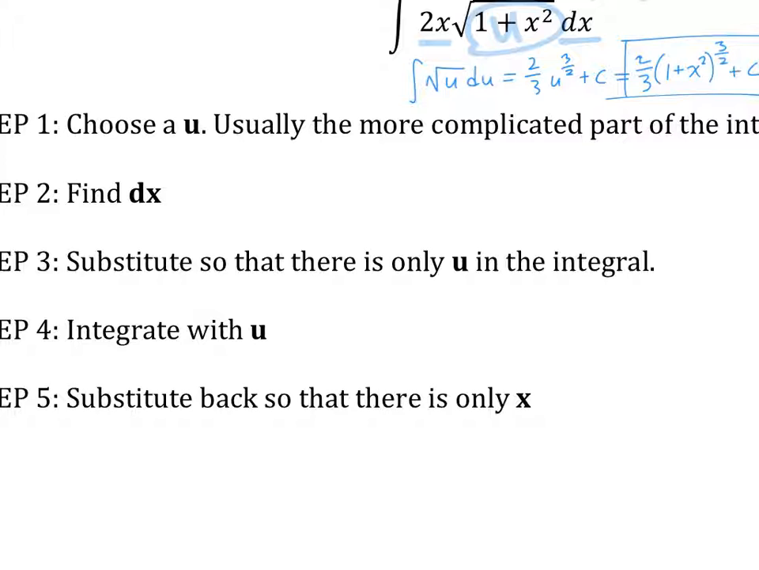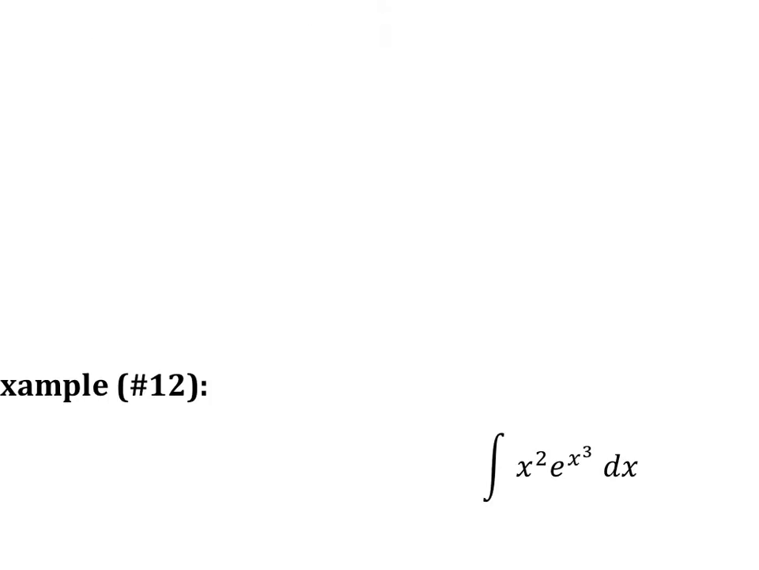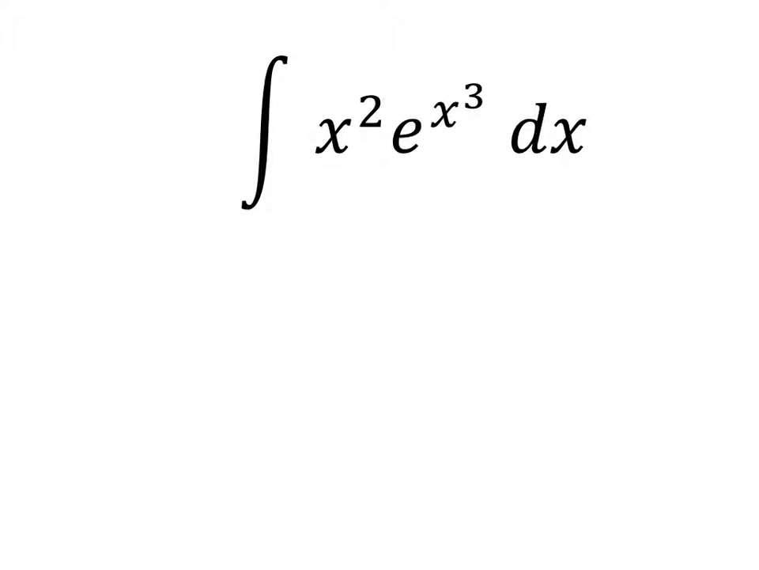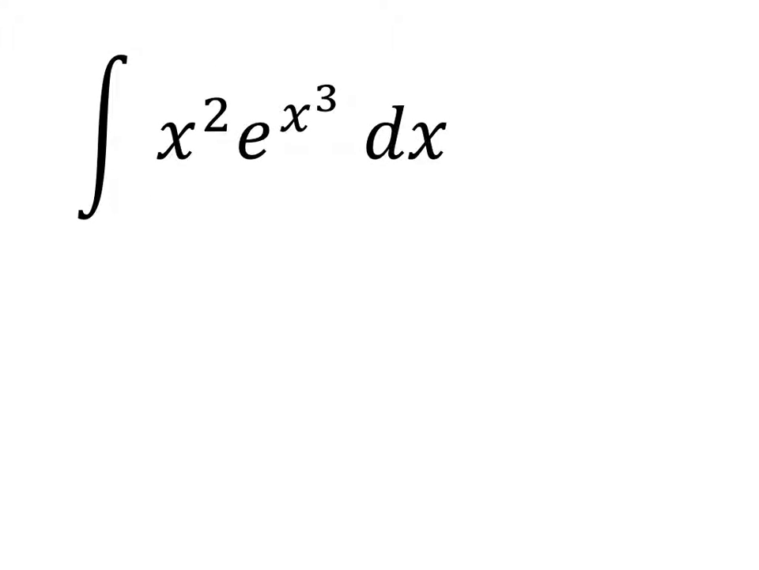Okay, so the steps become more apparent the more you practice. All right, let's look at the next one. This one: the integral of x squared e to the x cubed dx. Again, we want to choose a u. What's the most apparent u? X cubed, very good. Okay, u is x cubed.